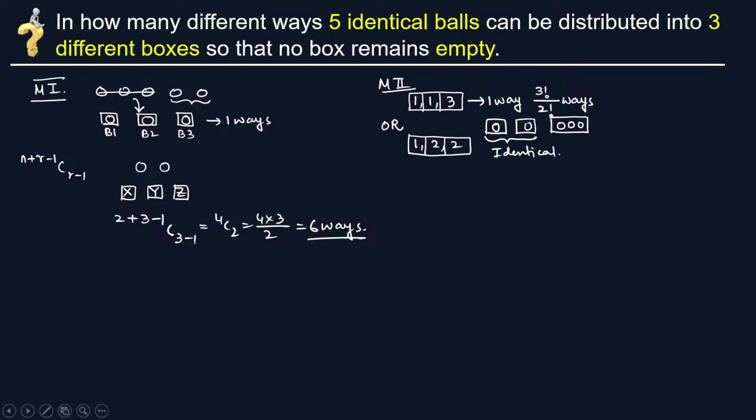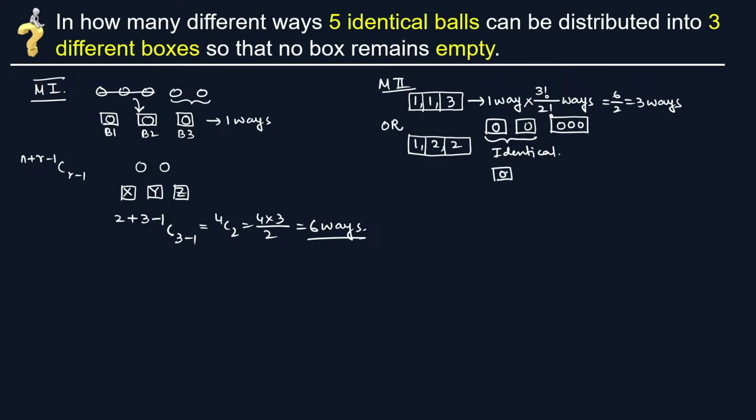These 2 groups are identical. So when you are distributing these 3 groups among 3 boxes, in that case, these 2 groups will act as an identical object. And that is the reason why I have divided by factorial 2 ways. So in this case, the total number of ways will be 6 divided by 2. That gives us 3 ways. Am I correct?